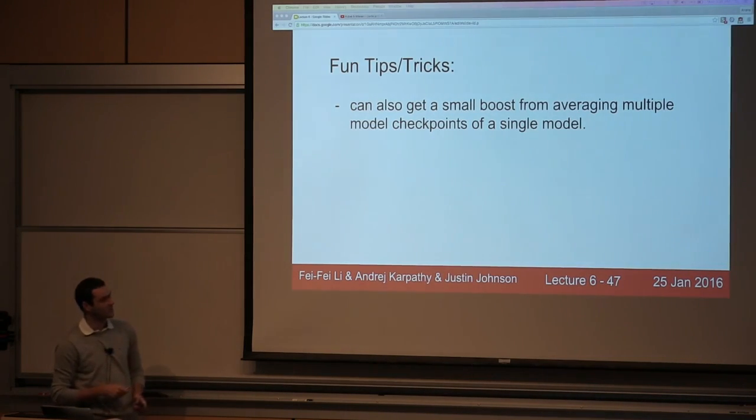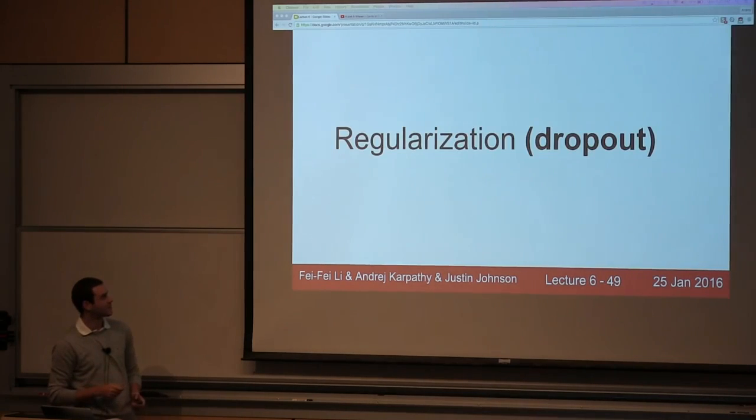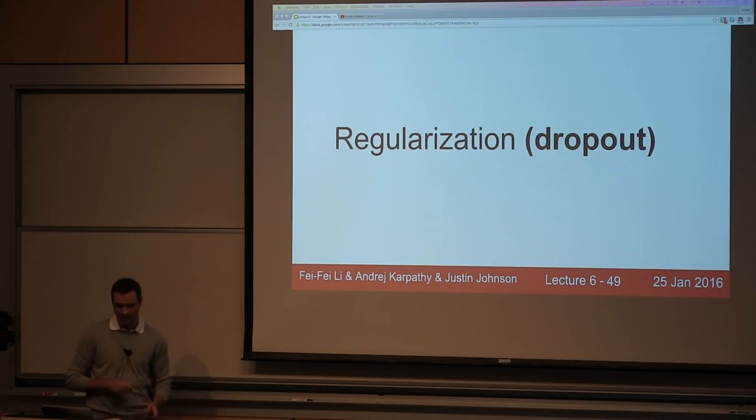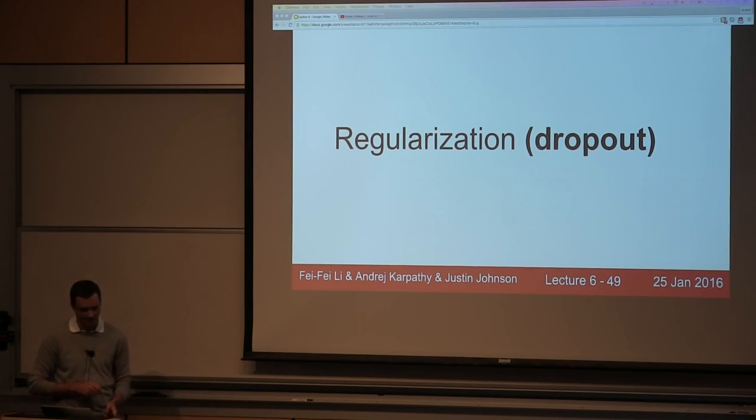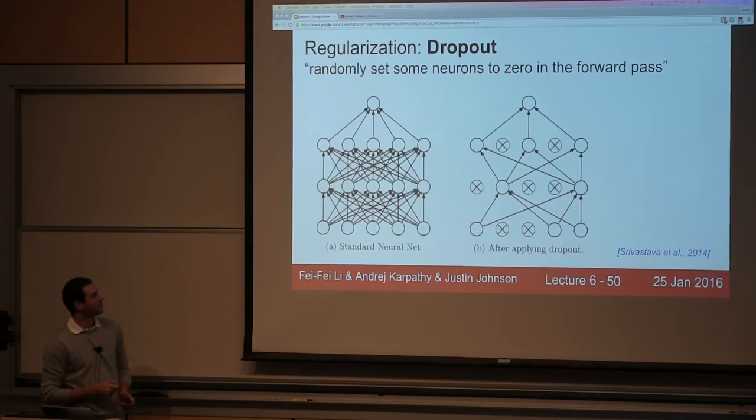So that's model ensembles. I had to discuss model ensembles because we're going to look into dropout, which is a very important technique that you will be using and implementing. The idea for dropout is very interesting. As you're doing a forward pass of your neural network, you randomly set some neurons to 0 in the forward pass.